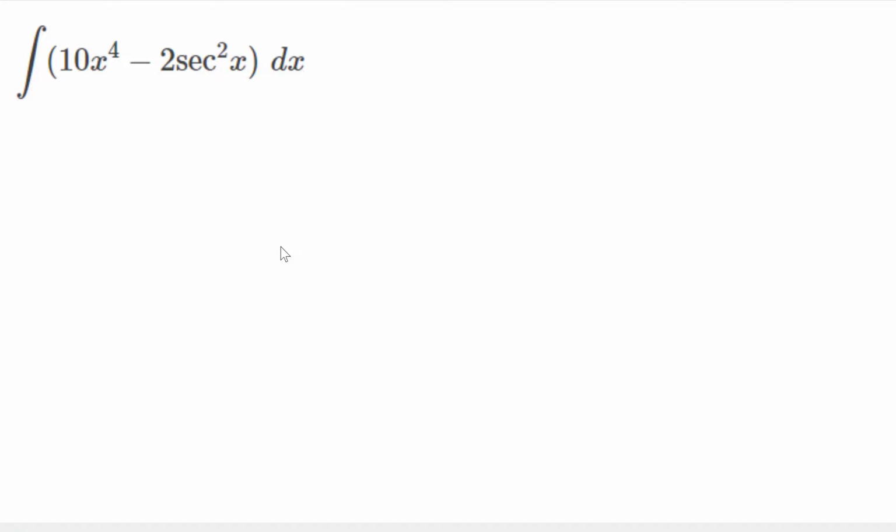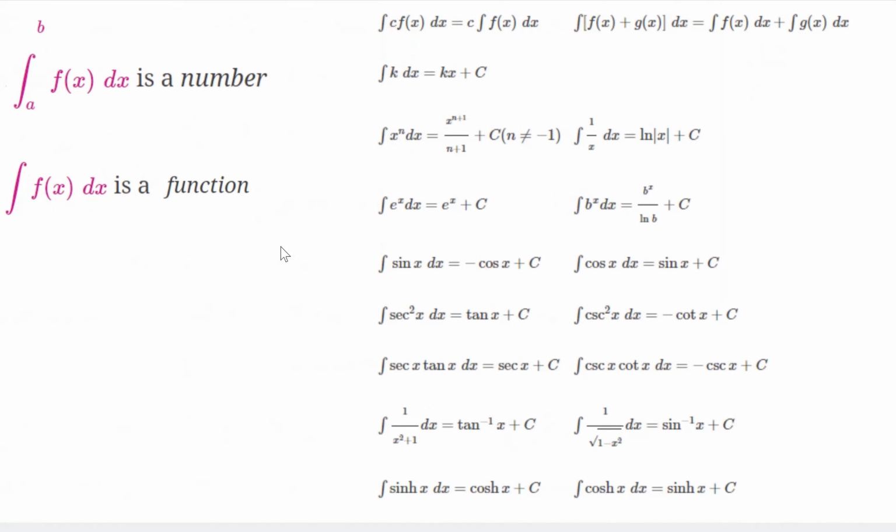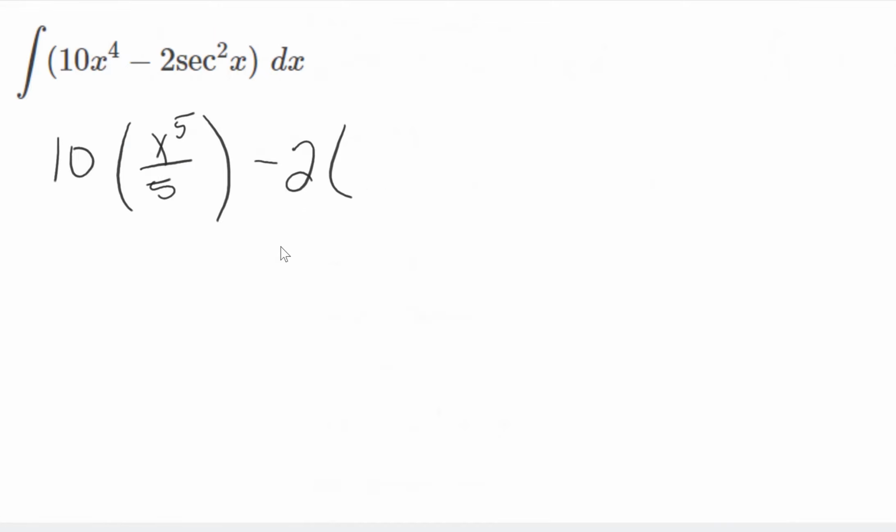So remember from last week we were talking about how addition and subtraction, you can just split them up and do them individually. So in this one, if we're looking at the integral of 10x to the fourth, remember the x to the fourth becomes x to the fifth divided by 5. And then minus 2 secant squared, if I remember right, was tangent. And that's tangent of x. And then plus c.